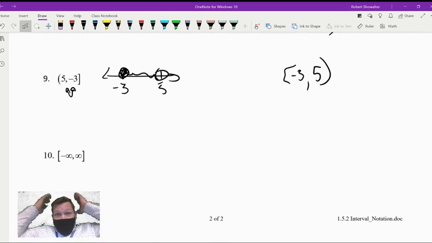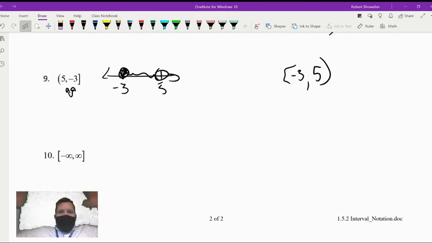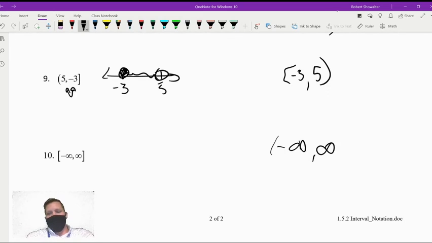All right, number 10. No brackets on infinity. What are you doing? Brackets on infinity. Come on. Billy Ray, what's happening? It should be parentheses on infinity. Cool? All right. Let me know if you have any questions.